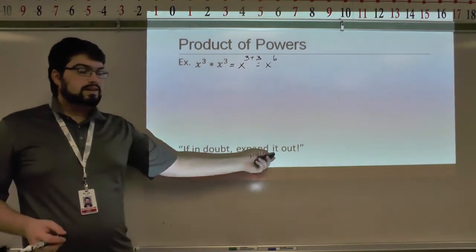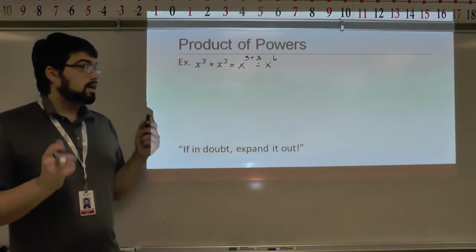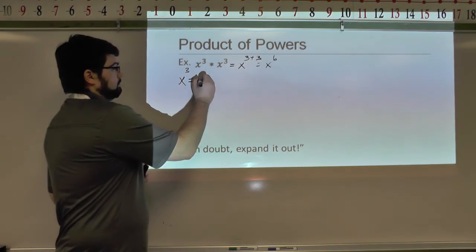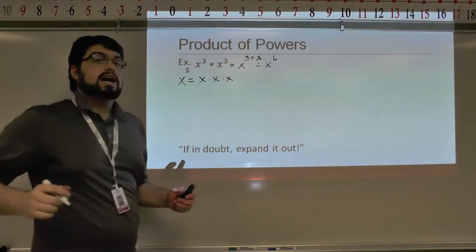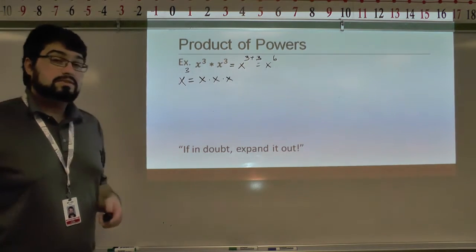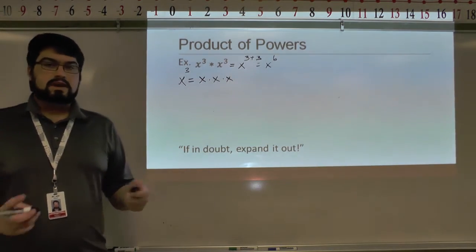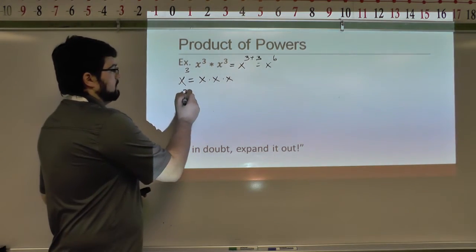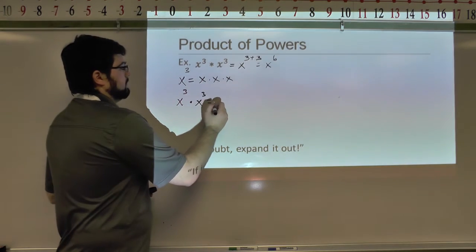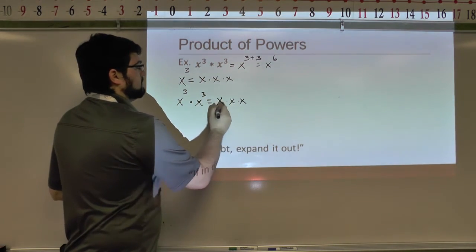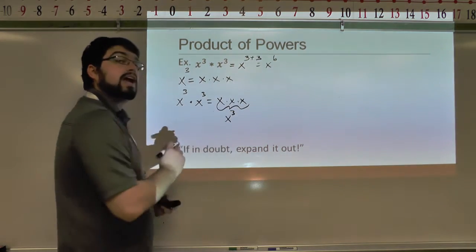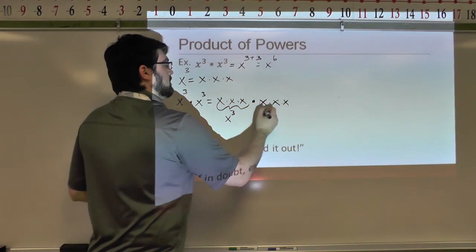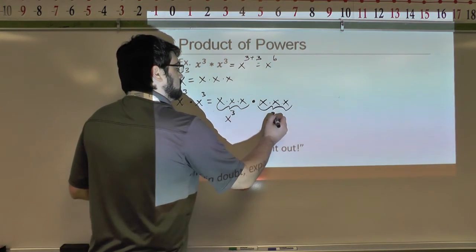But, when in doubt, expand it out. So if I don't remember that formula, I'm going to expand it out. So I know that x cubed is just simply x times x times x. And I don't have to write that again because they're both x cubed. So what we are going to do, though, is expand our problem out. So we have x times x times x. This was our first x cubed. We're still multiplying. And then here's our second x cubed.